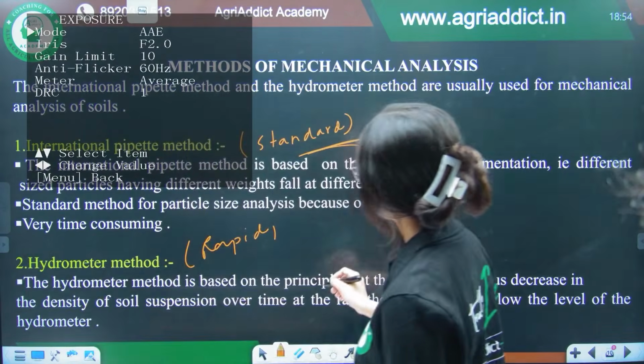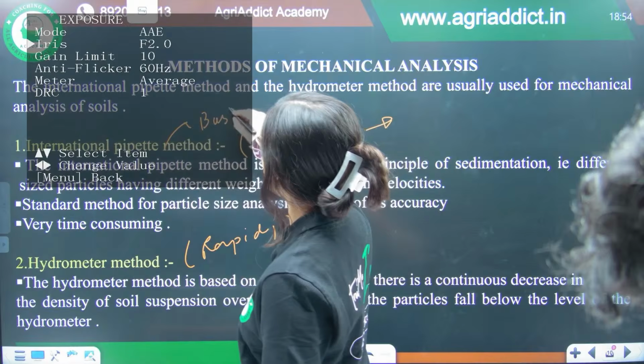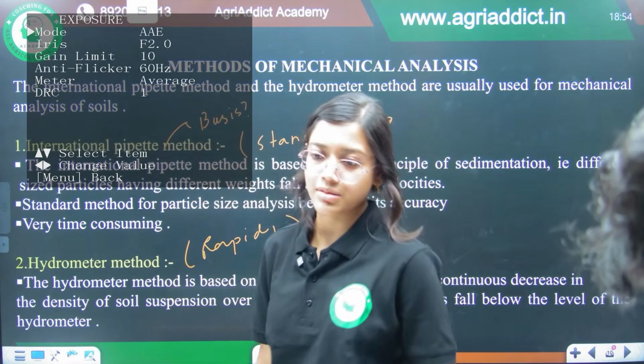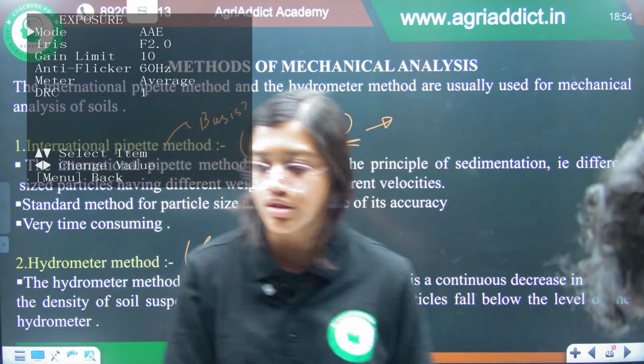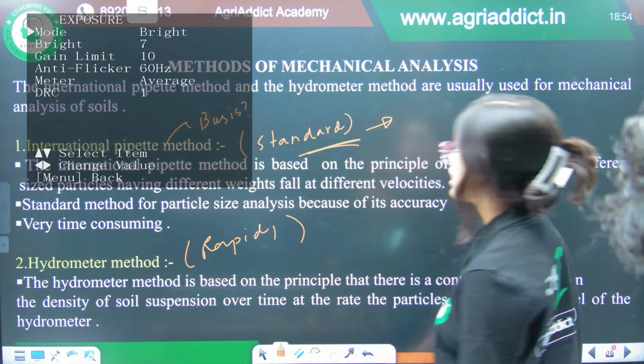Okay. So, who can comment what is the basis for this international pipette method and hydrometer method? I want the answer in the chat box. Okay, who can comment what is the basis for these two methods?